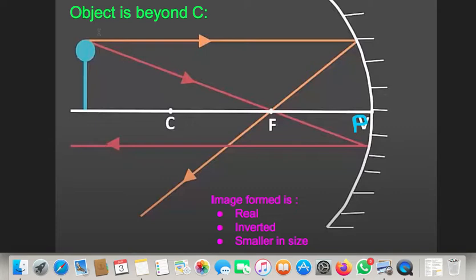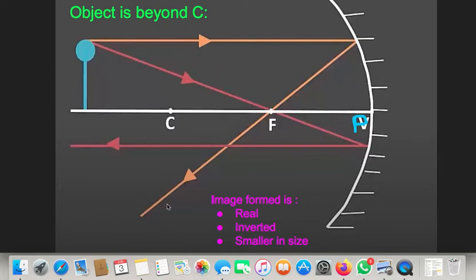Okay, now if the object is beyond C, the first incident ray I'll draw as a line parallel to the principal axis. What will happen? As I told you, the reflected ray will then pass through the focus. This is how it will pass. Now the arrows are very, very important, my dear students. You need to draw these arrows without fail. Because most of the time, students draw the ray diagram and this arrow is missing. This arrow tells us that this is the incident ray because it's going towards the mirror.